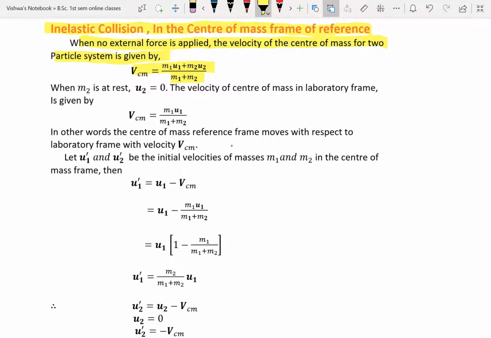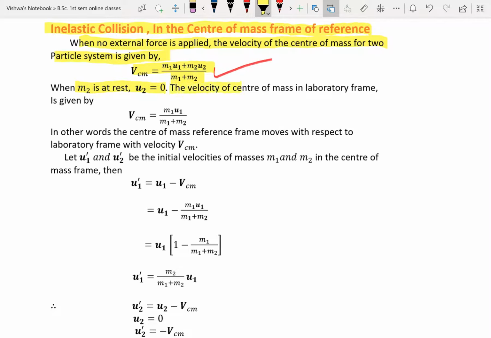This is only for a system of two particles. If there are three particles, then one more term is added here: (m1 u1 plus m2 u2 plus m3 u3) by (m1 plus m2 plus m3), like that. We are only considering two particle systems, so this is the center of mass. And m2 is at rest. In that condition, the velocity of the second particle is 0.